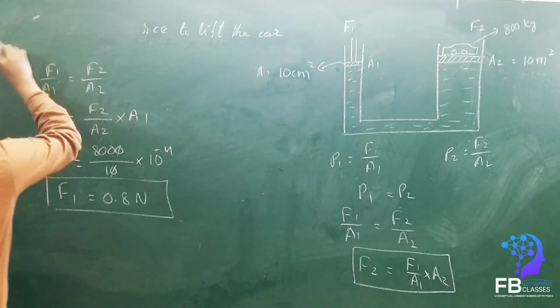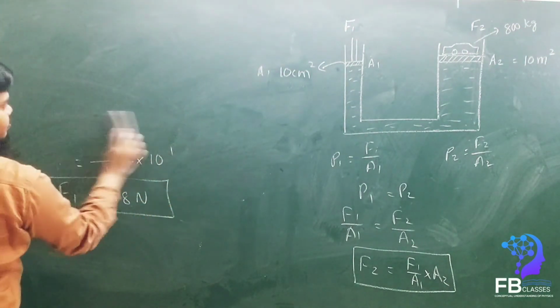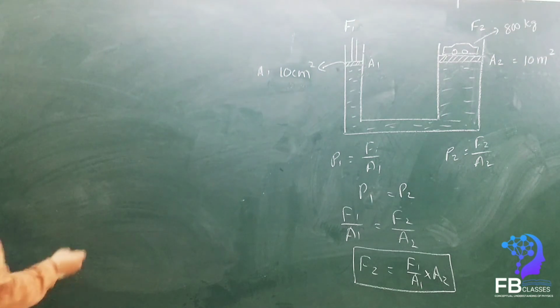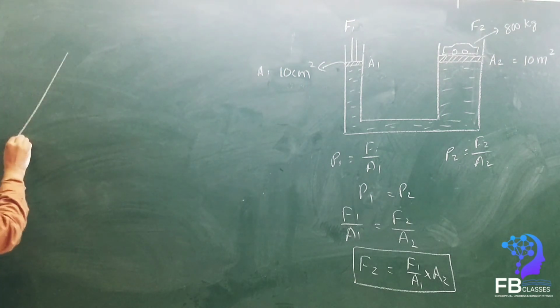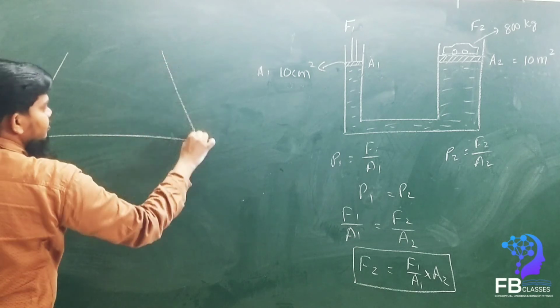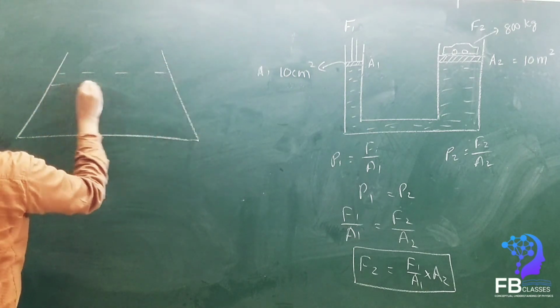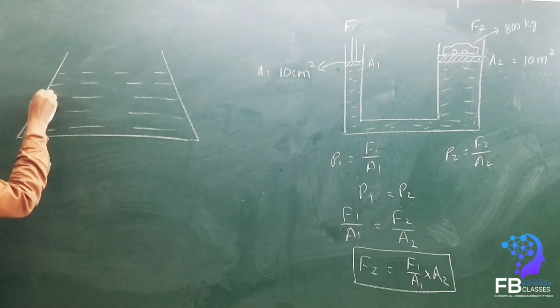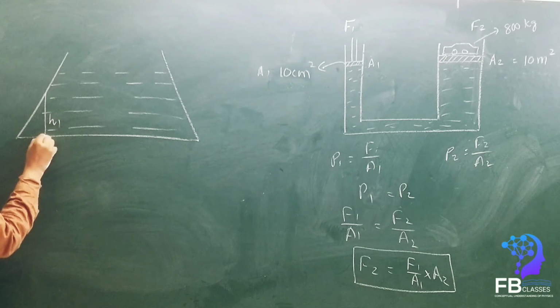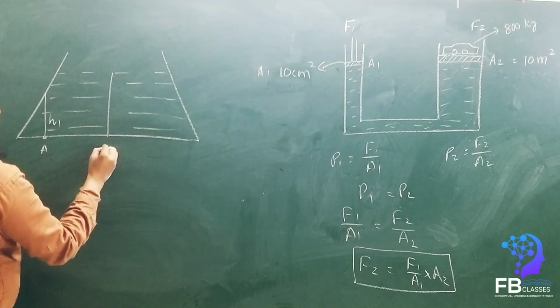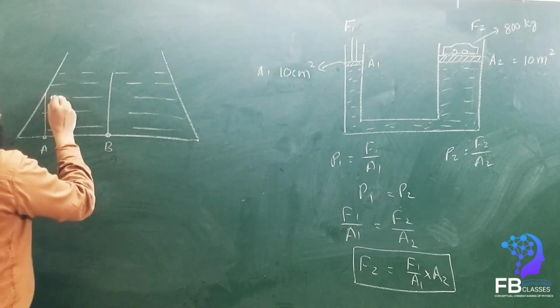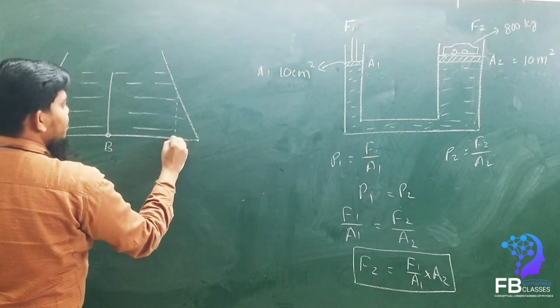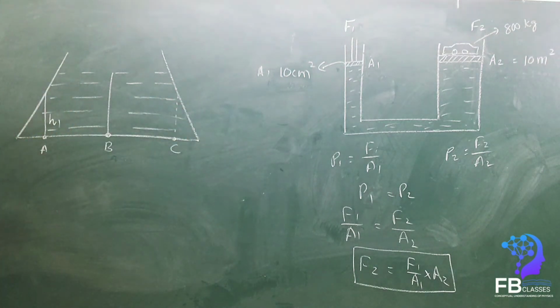Now, for example, let's consider a container like this. Let me take a height H1. This is point A, this is point B, and this is point C. Now the options are given. You have to say the pressure at A, B, C.